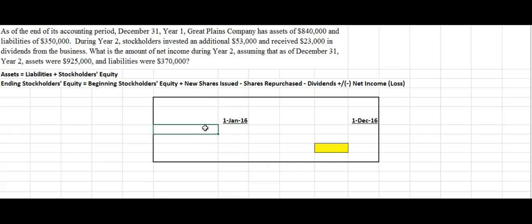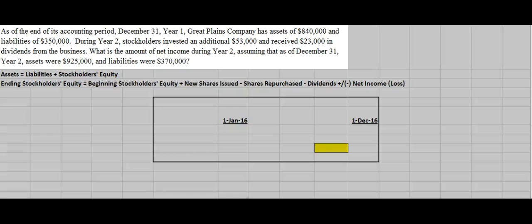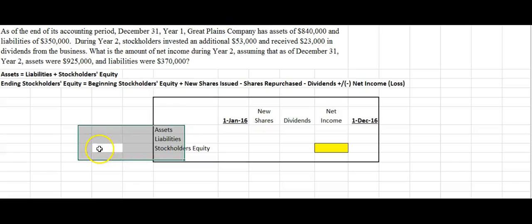Oops, I'm going to have to make everything black. Okay, there you go. Assets, liabilities, and stockholders' equity.